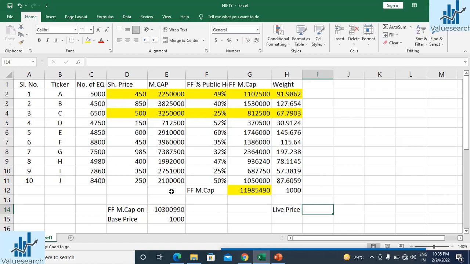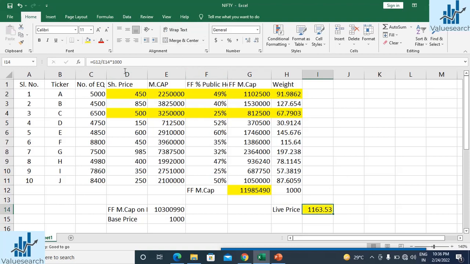Live price. So how we can calculate live price is that, so this is the live price of Nifty. If now the price of this share goes from 450 to 1000, how will the price of the entire index change? Just look at it.